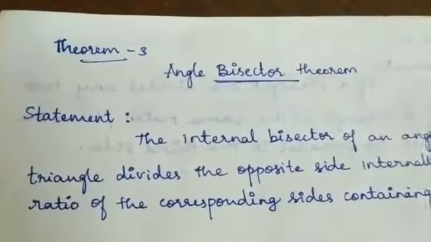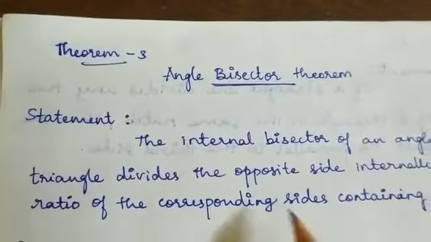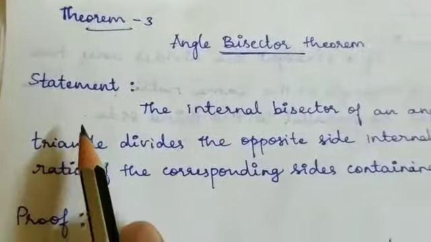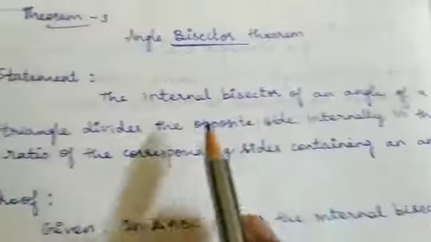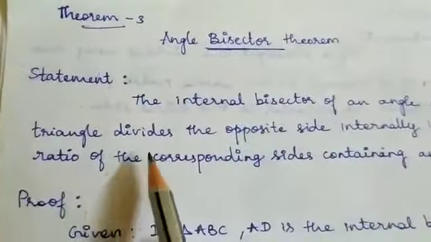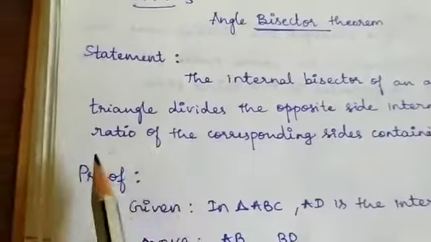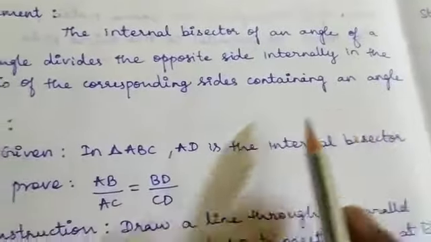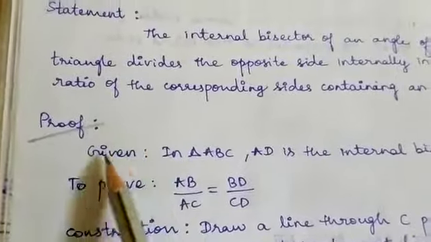So students, let us start with our next theorem of this chapter, which is the angle bisector theorem. The statement is: the angle bisector of an angle of a triangle divides the opposite side internally in the ratio of the corresponding sides containing the angle. So our proof is given.